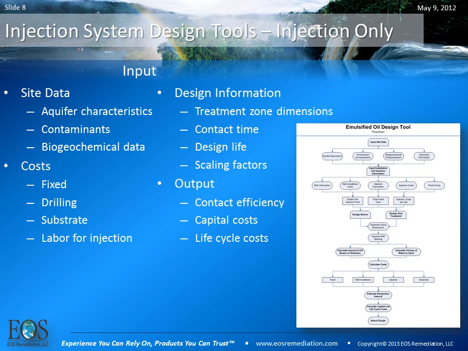And then lastly, your output. You're trying to achieve an optimal contact efficiency. You're trying to understand your capital costs and, more importantly, your life cycle costs for your system. And on the right there is a flow chart that you would see when you download the Emulsified Oil Design Tool. You'll see this flow chart as one of in the user guide, and it basically will walk you through some of the process that's involved in going from your input parameters to your output.